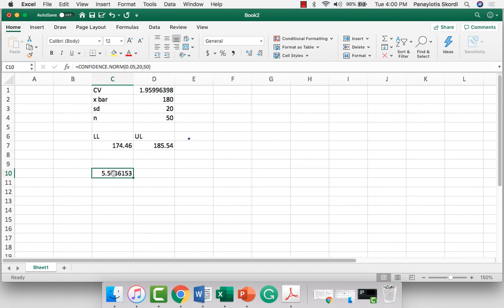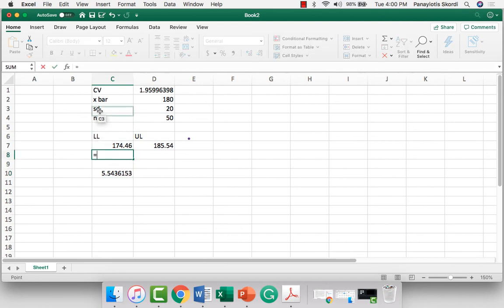If that's the margin of error, to get the lower limit, all I have to do is say it's x bar minus the margin of error. So let's do that, see if it gives us the same answer. So x bar minus the margin of error, hopefully it's going to give us 174. Yeah, see, it's given us the same answer as above. We can change it to 2 decimal places, or 3 or whatever we want it to.